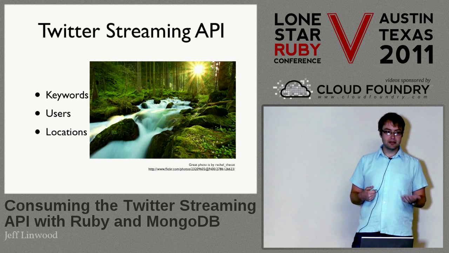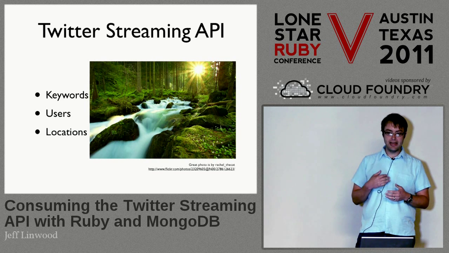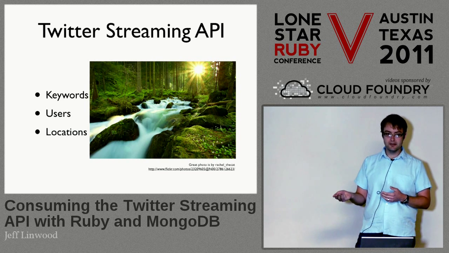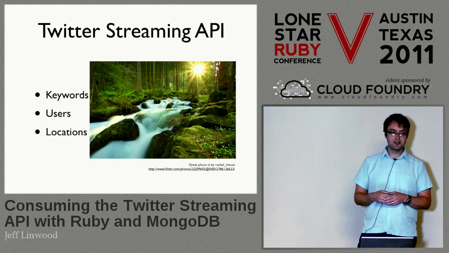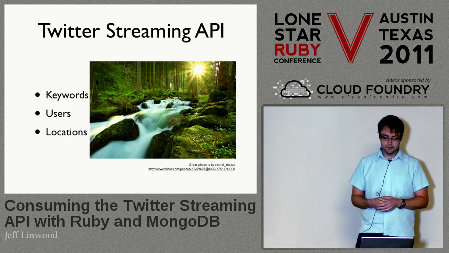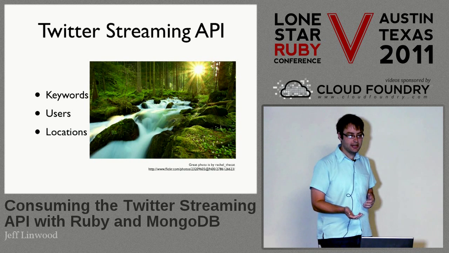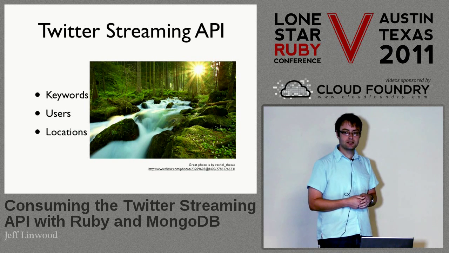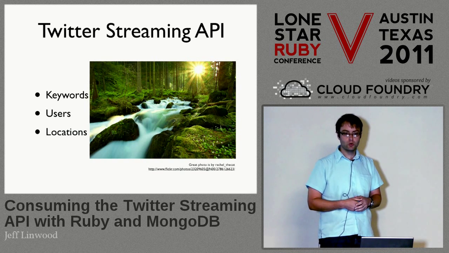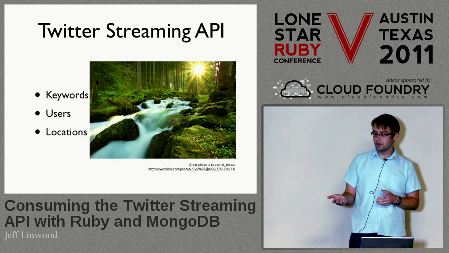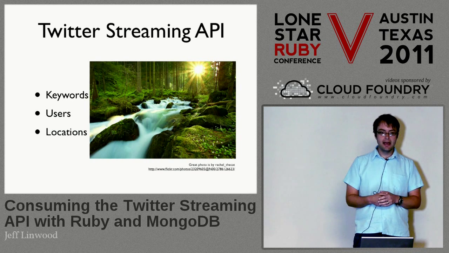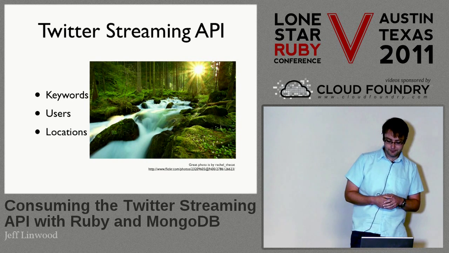If I'm looking for users, it's the same thing. I could follow myself, Jeff Linwood, or I could follow somebody else's tweets. It wouldn't just give me the tweets that mention both of us. And then last is locations. This is kind of neat. You can set a bounding box and get all the tweets from, say, within Austin, Texas, or the state of New Mexico, or whatever, and then go ahead and do something with those.